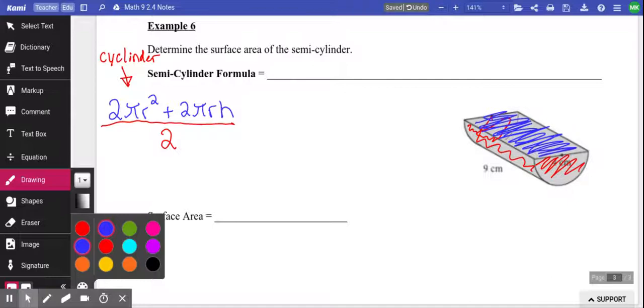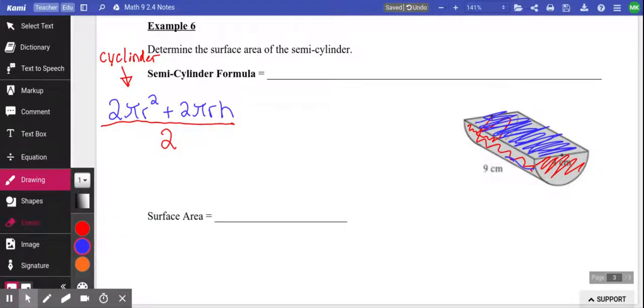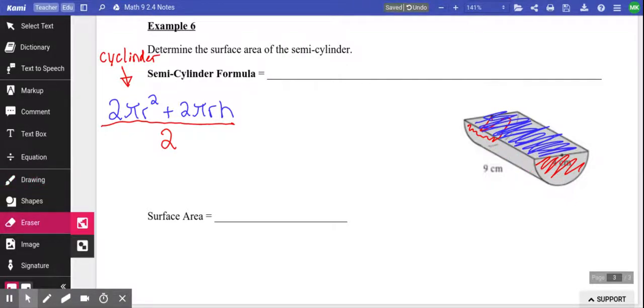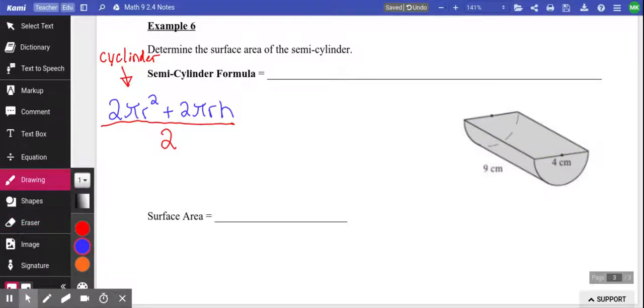The area of that top layer is a rectangle, right? We can see it pretty clearly. If you look, I'm going to erase it a little bit so you can see. The area of that rectangle is this side times this side. We would call that height times diameter, length times width. We would need to add that to our semi-cylinder, height times diameter.